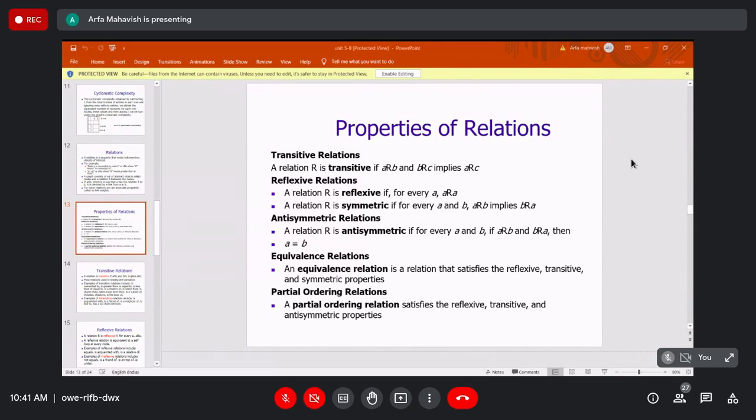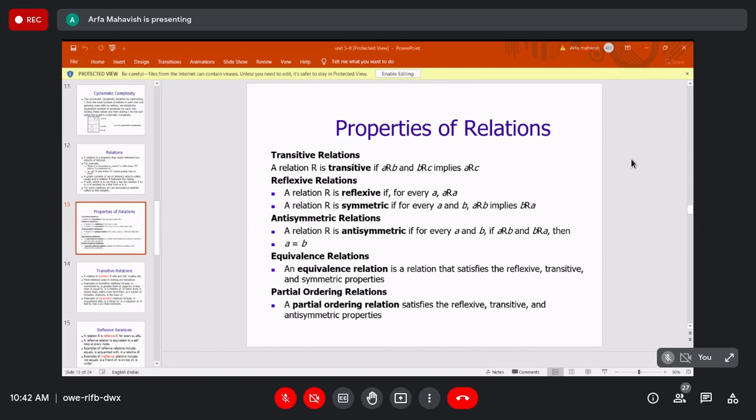So next we have the anti-symmetric relationship. If ARB and BRA imply that A is equal to B, then R is said to be an anti-symmetric relationship. For example, if A is equal to B and B is equal to A, then A is equal to B. If A is greater than B and B is greater than A, then A is equal to B. So if in the relationship, ARB and BRA hold, that is A is equal to B, then R is said to be an anti-symmetric relation.